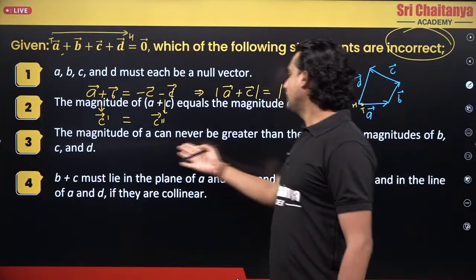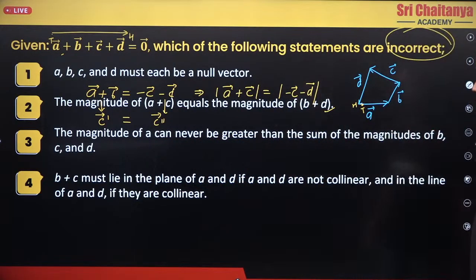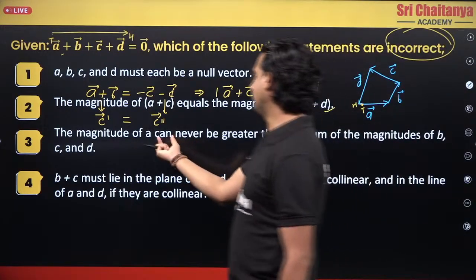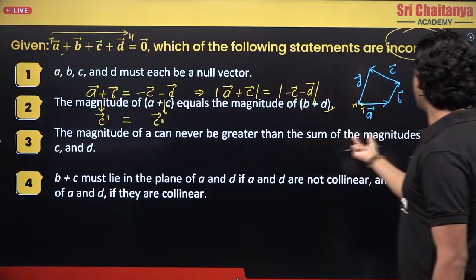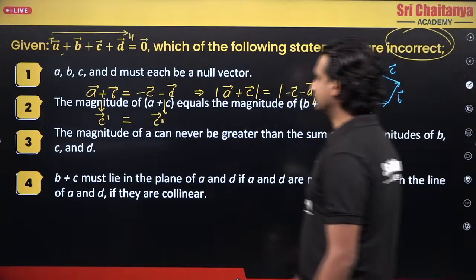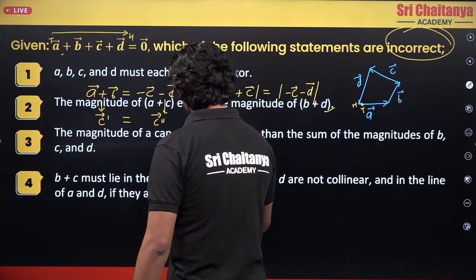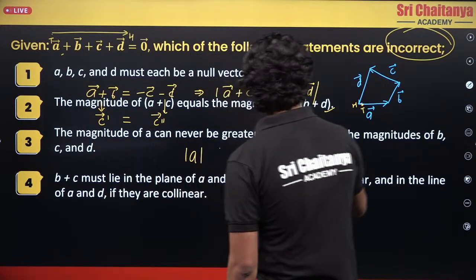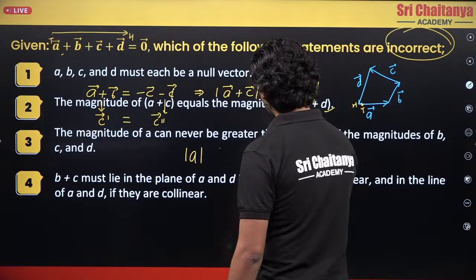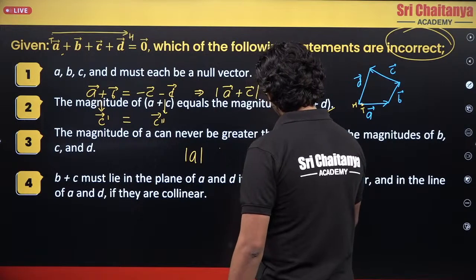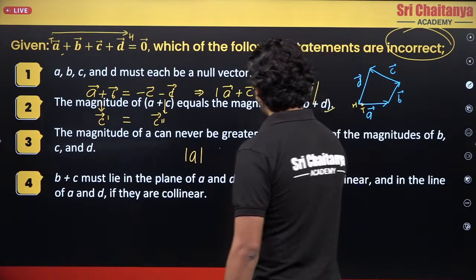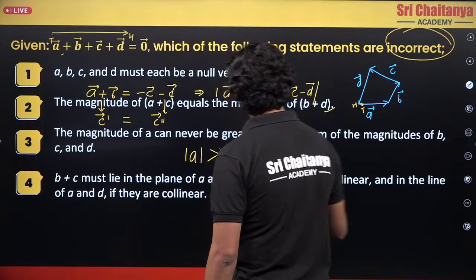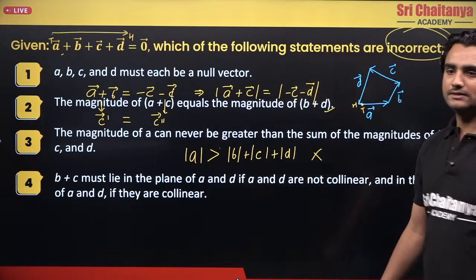The magnitude of A can never be written as the sum of the magnitudes of B, C and D. So what he is trying to say is that the magnitude of A can never be greater than the sum of the magnitudes of B, C and D. So basically the magnitude of A can never be greater than the magnitude of C plus the magnitude of D plus the magnitude of B. He is saying that this is not possible.